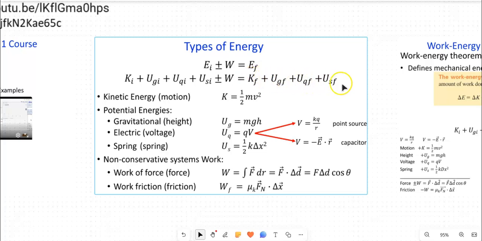Now you list out those final energies, but a part of the left side of the equation is work, which is work due to a force, like an outside force, like hands or feet or any of that kind of stuff, or due to friction. So these are non-conservative forces. They pull energy out of the system or they put energy into the system. All right?